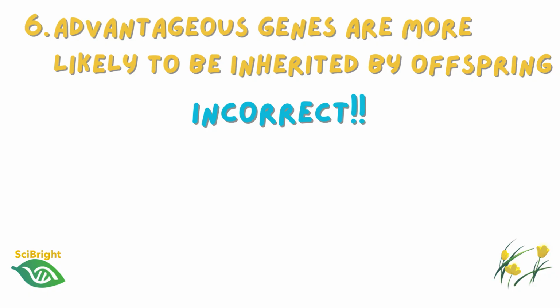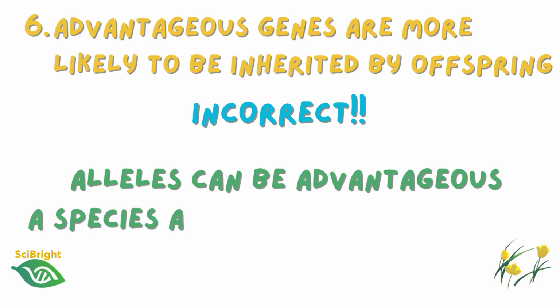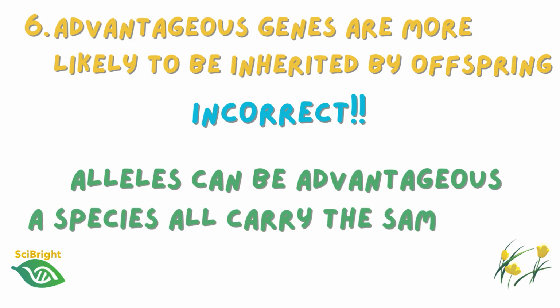Top error number 6, using the term gene instead of allele. Organisms of a species all have the same genes, but mutation produces different alleles, different versions of a gene, and these could be advantageous and provide a selection advantage. Genes aren't advantageous, alleles can be.